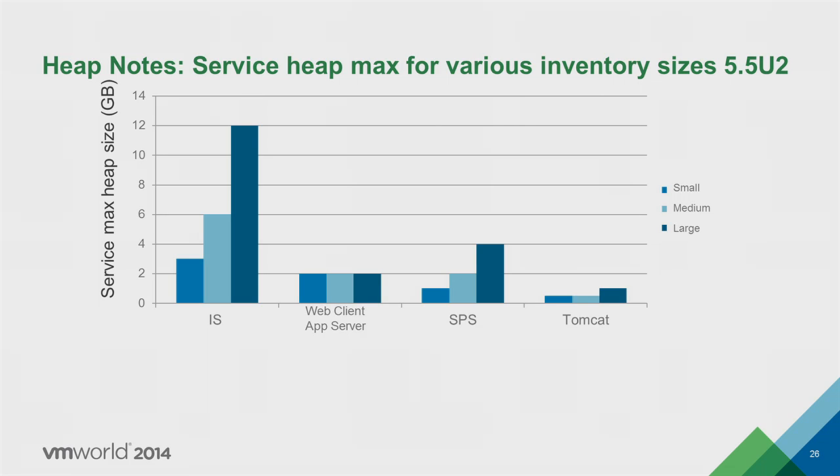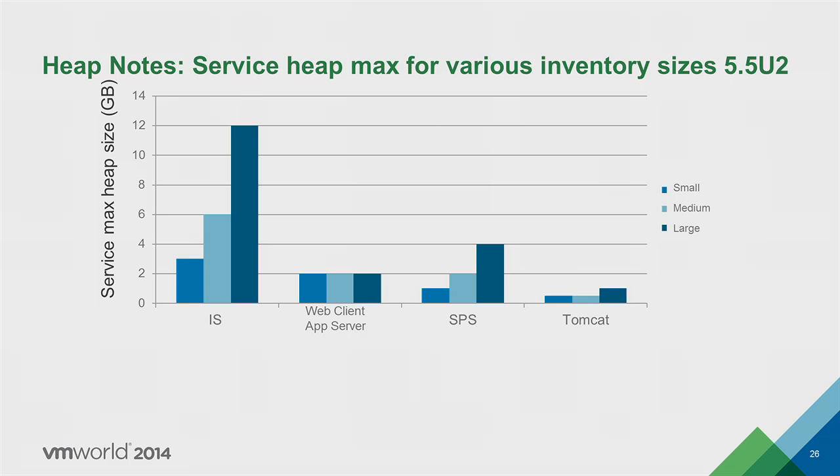On this chart, what you see is the heap sizes for the small, medium, and large configurations. When you walk through the installer and it says small, medium, or large, these are the heap sizes for 4 different sets of services. The inventory service, the web client. I've called it SPS storage, but that's also the same as SPBM, same name, I'm sorry. And the last one is Tomcat.